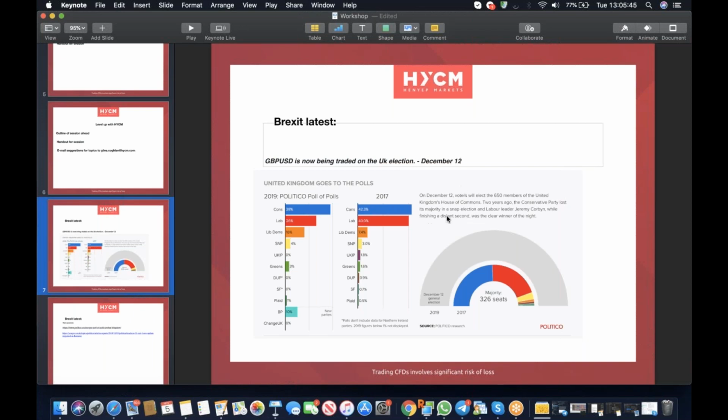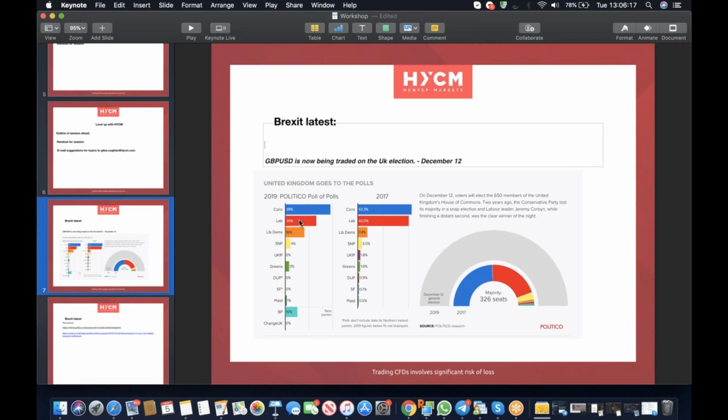There's a resource here called Politico, which takes a poll of polls. A poll is basically a snapshot of what the electorate is anticipated to do. This company has a resource which is a poll of polls. In other words, they try to take a poll of all the polls to give you a sense of what is happening. This is the current state of the polls in the UK at the moment.